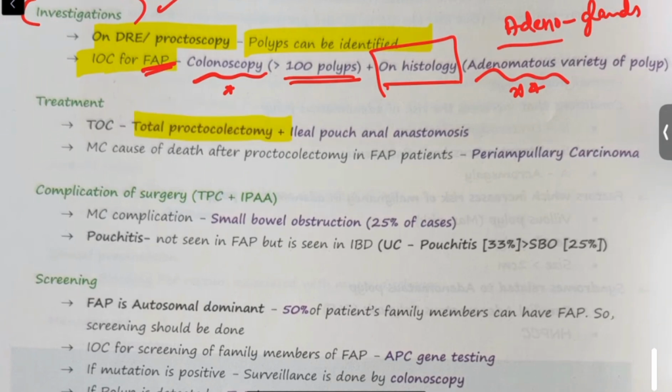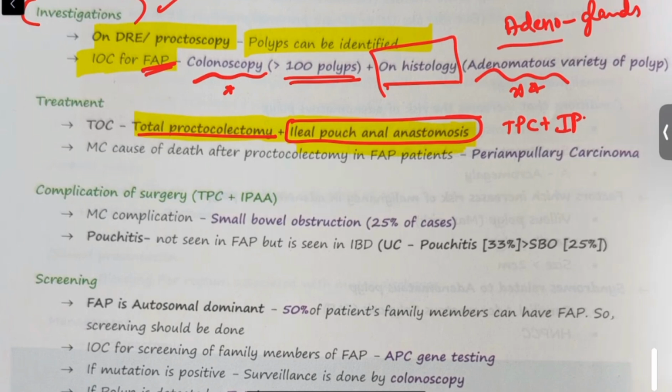The entire large intestine has to be removed, and then the ileum will remain because it's a part of the small intestine, and some part of the anal canal we have to retain. Then the ileum and anal canal are anastomosed. So ileal pouch anal anastomosis, that is IPAA. So TPC, that is total proctocolectomy, and ileal pouch anal anastomosis is the definitive treatment or treatment of choice for FAP.